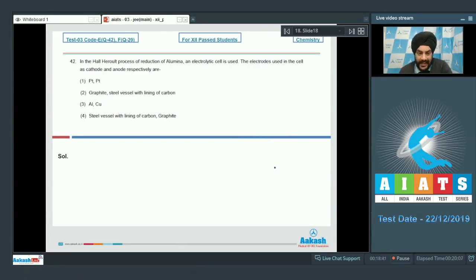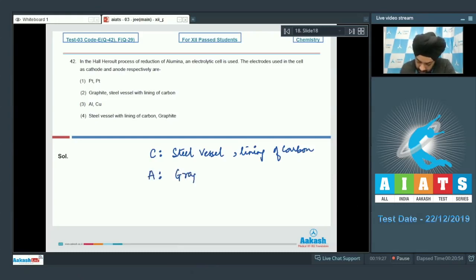Question number 42. In the Hall-Héroult process of reduction of alumina, an electrolytic cell is used. The electrodes used in this cell as cathode and anode respectively are. So students, in the Hall-Héroult process, the cathode which is used is a steel vessel along with a lining of carbon. Whereas if we talk about the anode, we use graphite anode, and we also know that these graphite rods have to be replenished after the reduction process.